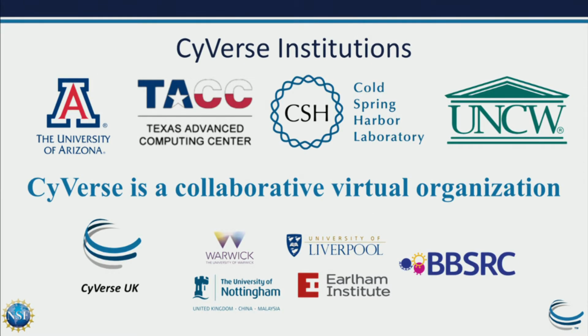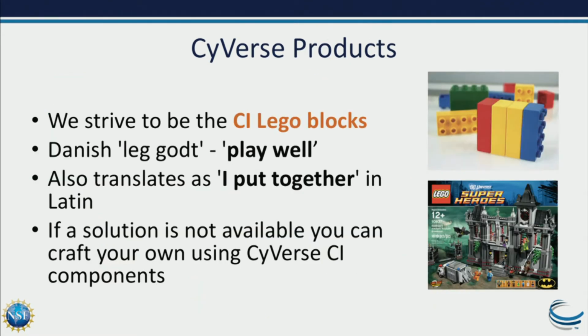The other thing that's important about CyVerse is that we're a completely collaborative and virtual organization. CyVerse is based across four institutions: University of Arizona, Texas Advanced Computing Center, which is part of UT Austin, Cold Spring Harbor Laboratory, and UNC Wilmington. All of these organizations collaborate and provide different pieces to the CyVerse platform. CyVerse is also established in the UK as an independently funded project, a collaboration between several universities and institutes funded by BBSRC.